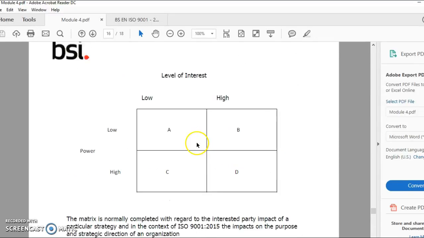And then box D is going to be high power, high interest, and these are going to be the key players, the ones you want to really get involved in running the organisation or share information with them on a regular basis.